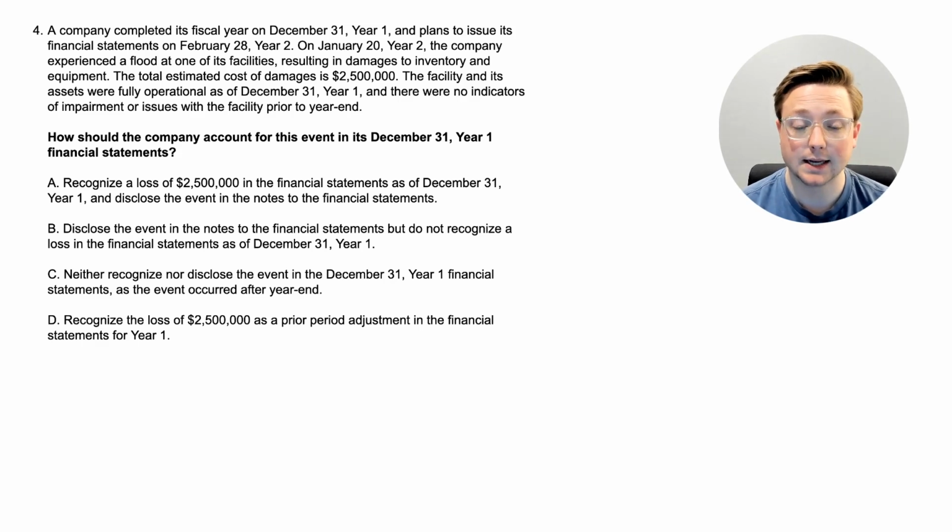The facility and its assets were fully operational as of December 31st, year 1, and there were no indicators of impairment or issues with the facility prior to year end. So with all that information, how are they going to treat this? This is very similar to question 1, but now we have numbers. Now we have to remember how this actually works. I want you to pause the video, try to apply what we've learned so far, and when you're ready, come back. We will look at the answer together.